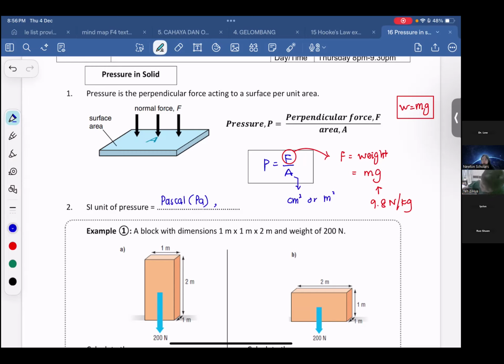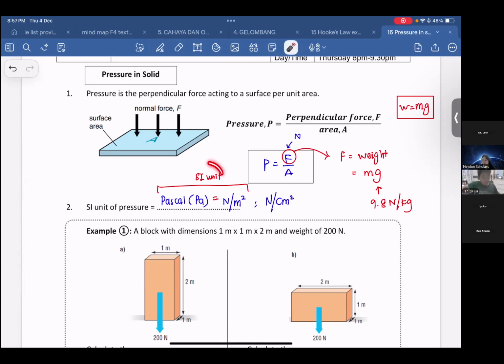So if I want force in Newton, our unit can be Newton per meter square or Newton per cm square. But this one is the SI unit. So Pascal actually is Newton per meter square. When I say 1 Pascal, actually it's 1 Newton per meter square. If the question doesn't specify SI unit, then you just use Newton per cm square. Is that clear?